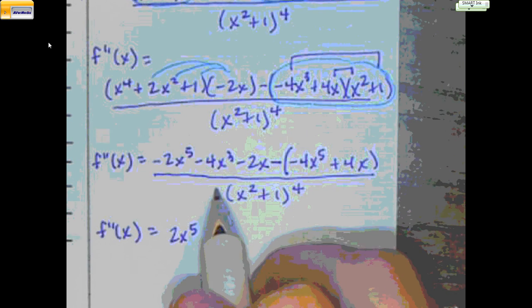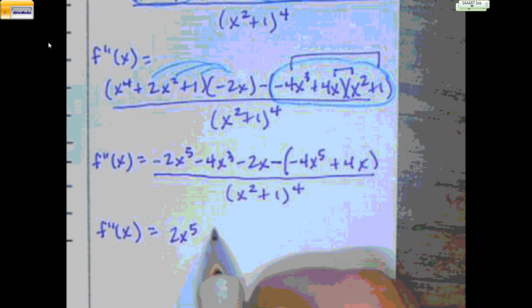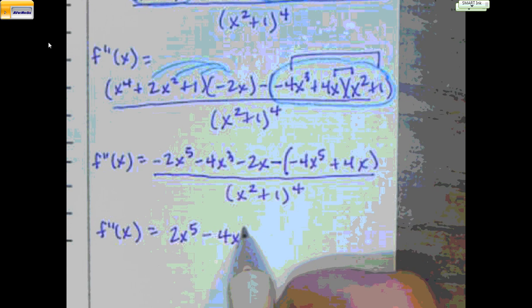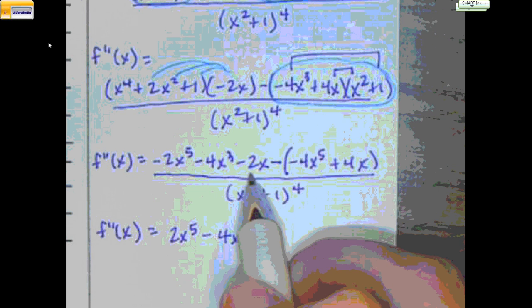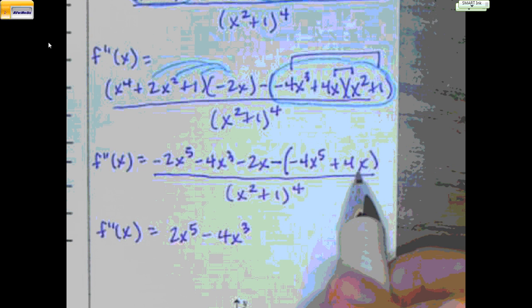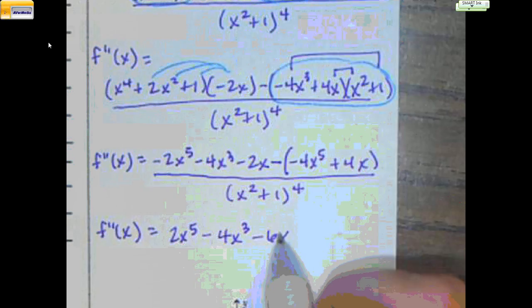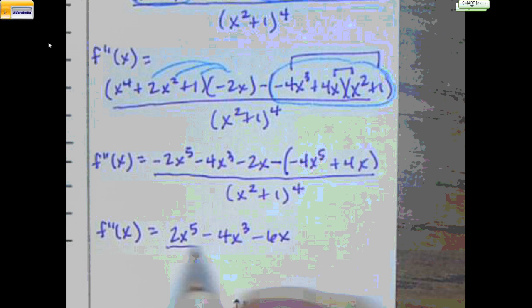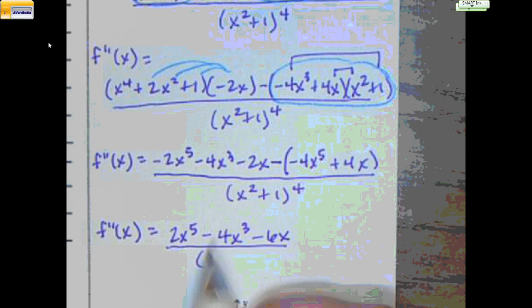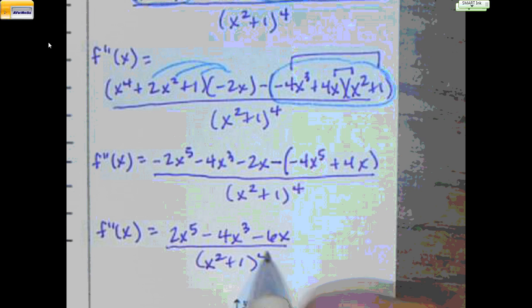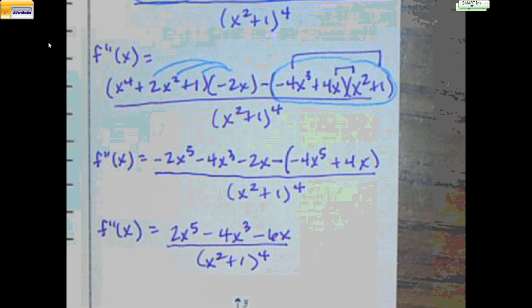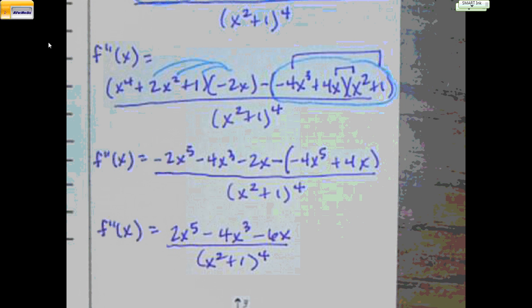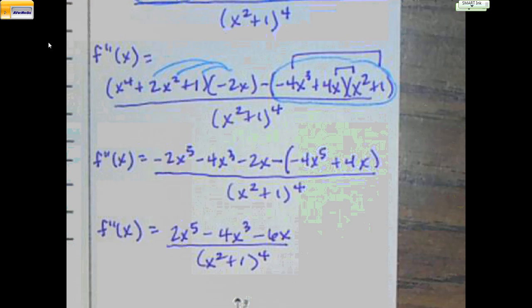I'm going to have negative 4x cubed. Then I have a negative 2x minus 4x. So I have negative 6x, all over x squared plus 1, the quantity of the fourth. And I think that's our derivative. Even though I'm kind of uncomfortable with this, I feel like I'm missing a negative somewhere.